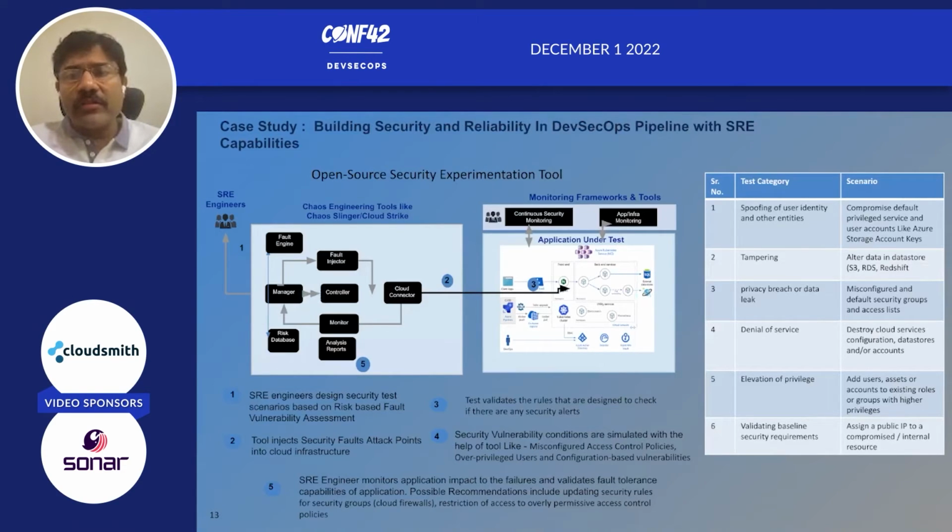The major motivation for chaos engineering with security experimentation is to gain confidence when systems are exposed to real-life attack scenarios, which can be transmitted to any cloud platform with various APIs and various attack surfaces. There are open source security experimentation tools like Slinger and CrowdStrike. SRE engineers design security test scenarios by assessing risk-based fault vulnerability, and then create the various test scenarios. There are certain components. One is the controller, which coordinates the chaos injection experiment. Then the manager, which receives the instruction to conduct attacks based on specified attack modes.